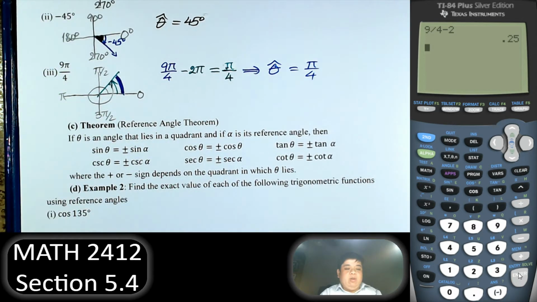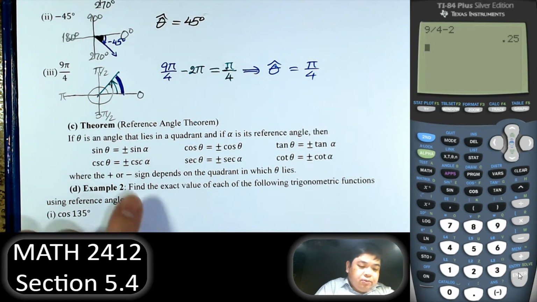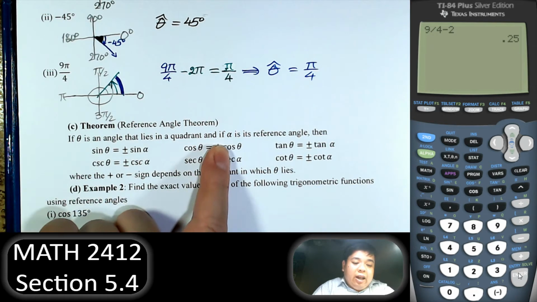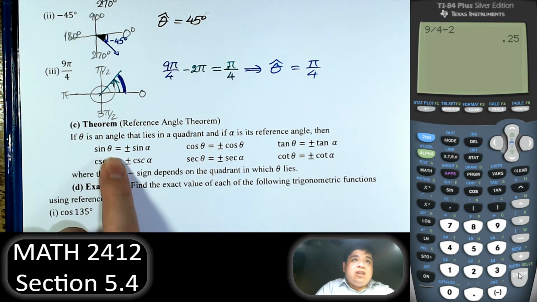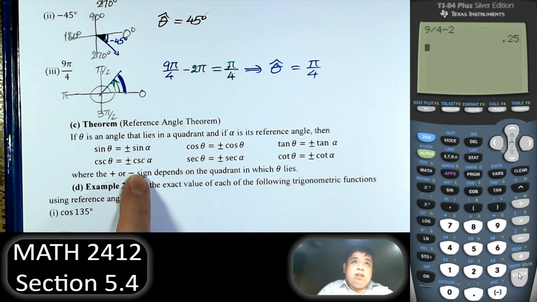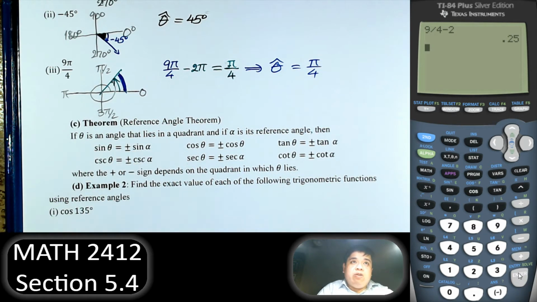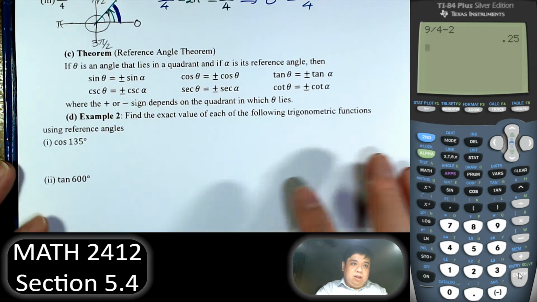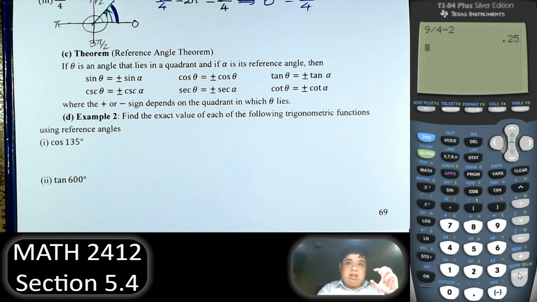Right. Now we have the reference angle theorem. The theorem says if theta is an angle that lies in a quadrant, and if alpha is the reference angle, then sine, or any trig function, is equal to plus or minus the same function of the reference angle. So when we go from a trig function, just go to the reference angle, it could be positive or negative. In that case we can find any trig function value based on the reference angle and what quadrant it is in.